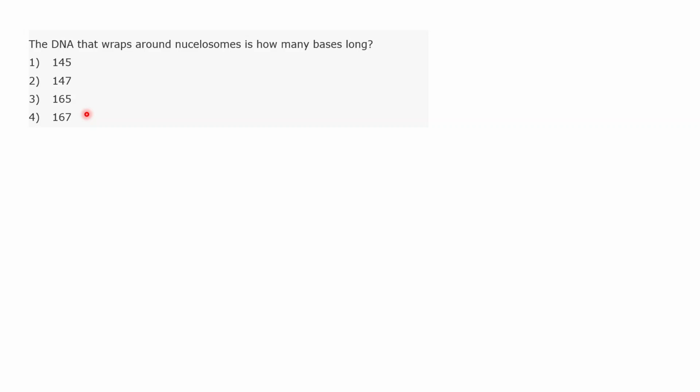Okay, option number 4 I am getting. We know that the DNA wraps around the histone about 1.67 turns, right? So what might be the length of the bases that would be wrapped around each histone octamer? Okay, option number 4 I am getting.